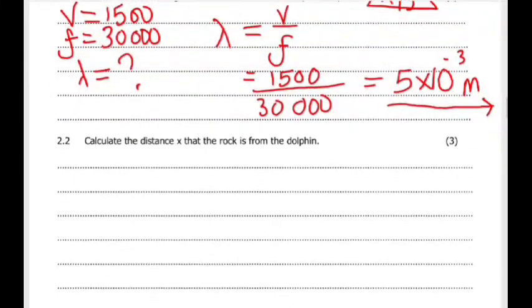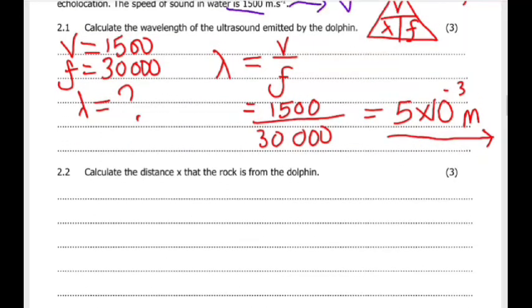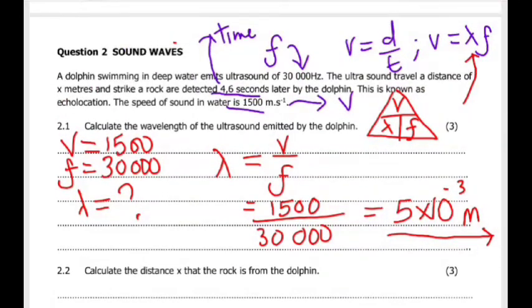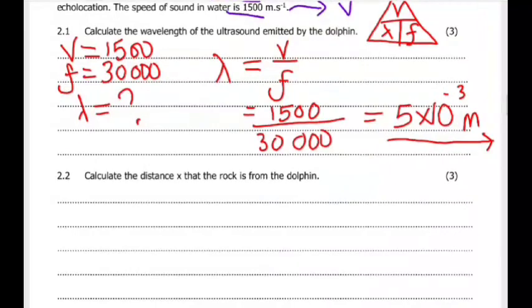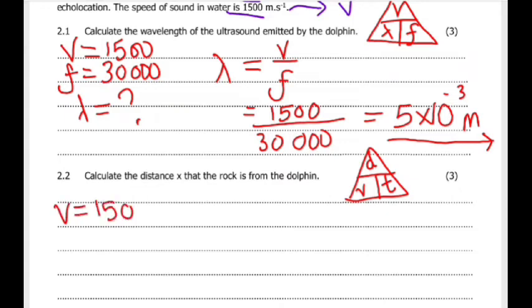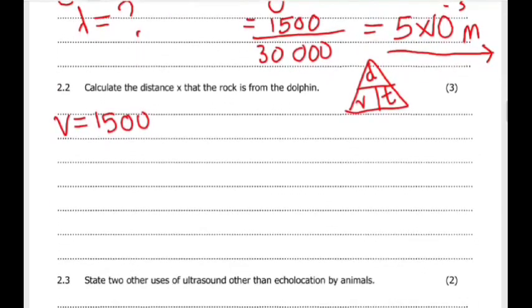Question 2.2 says, calculate the distance x that the rock is from the dolphin. Which of these two formulas has got distance? It is that one. Speed equals distance over time. Again, if I make a triangle, I said speed, distance on top, and time, which means to get the distance, I need the speed and the time. I already know that the speed is 1,500. Now the trick here, guys, is about the time, because we have what is called echolocation.